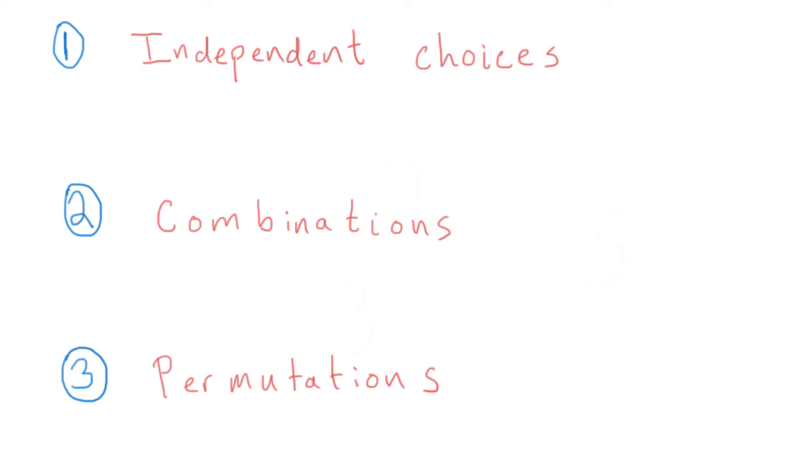And then finally, third, we'll talk about permutations. And permutations are just like combinations where I'm taking out objects from a set of objects, but the order in which I take them out is actually going to matter. So these are the three situations we're going to talk about, and let's get started.